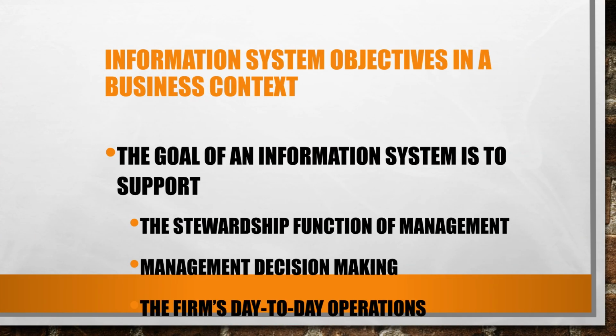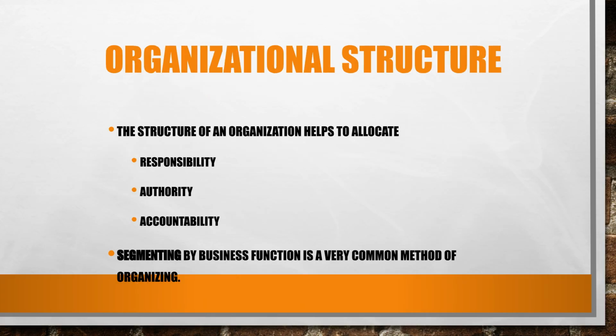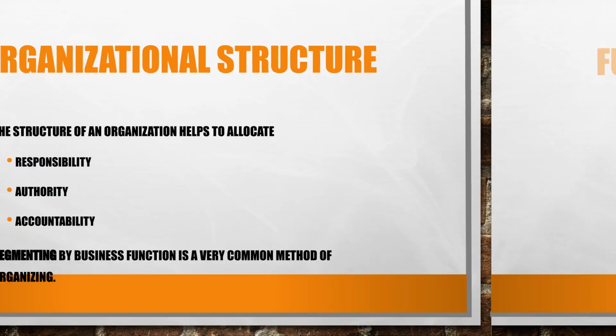For information to be truly useful, it must meet certain characteristics. It must be relevant, timely, accurate, complete, and properly summarized for the user. Ultimately, an information system exists to support management's stewardship function, facilitate effective decision-making, and enable smooth day-to-day operations.